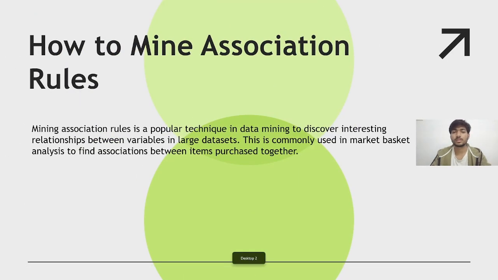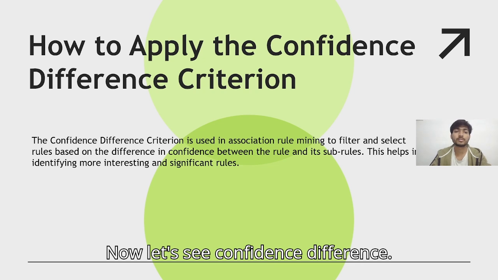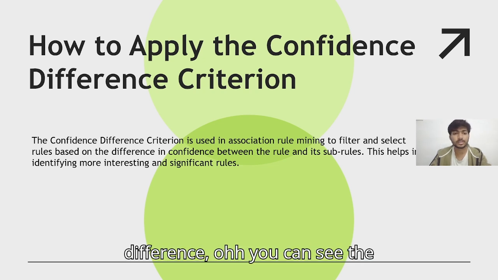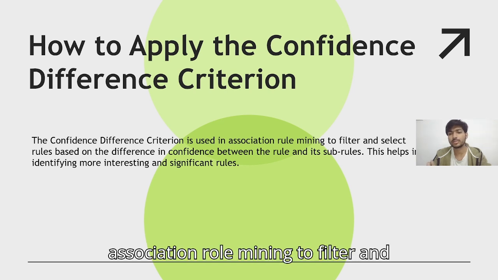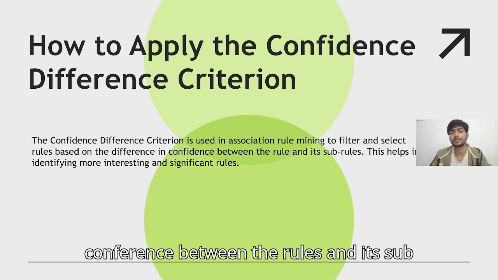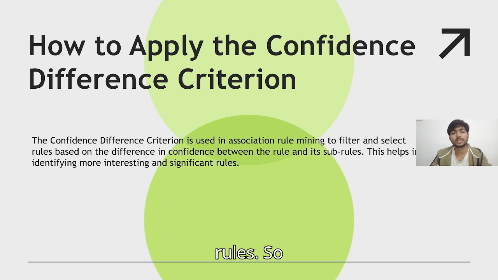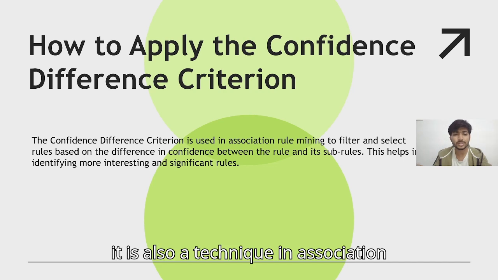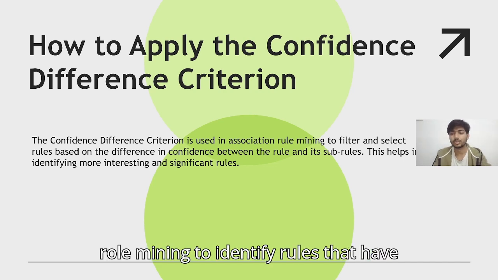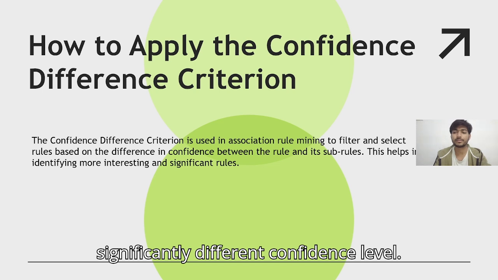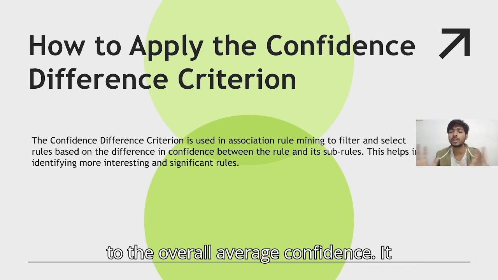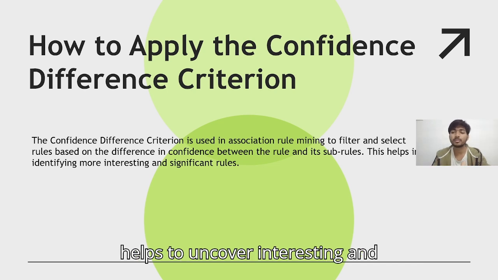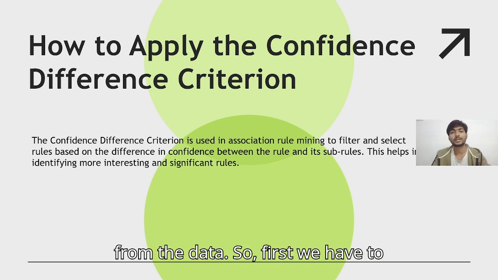Now let's see the confidence difference criterion. So what is confidence difference? You can see the definition here. It is used in association rule mining to filter and select rules based on the difference in confidence between the rules and their sub rules. It is also a technique in association rule mining to identify rules that have significantly different confidence levels compared to the overall average confidence. It helps to uncover interesting and potentially actionable insights from the data.